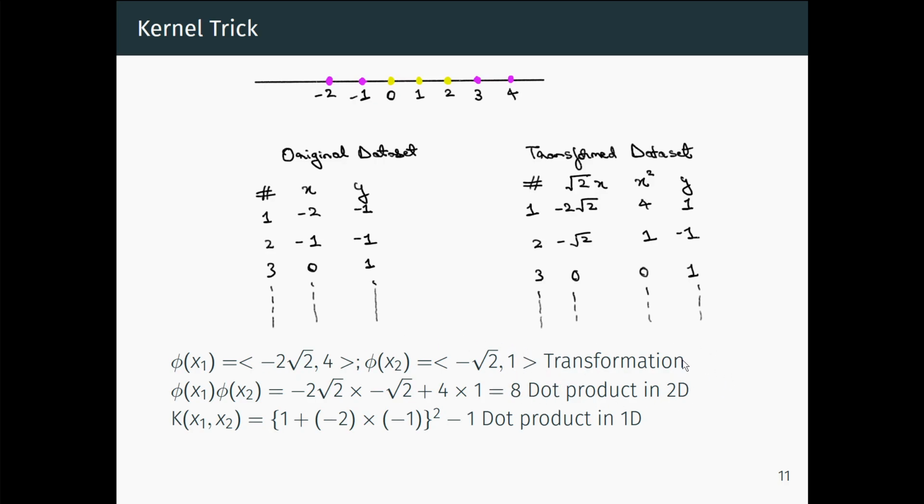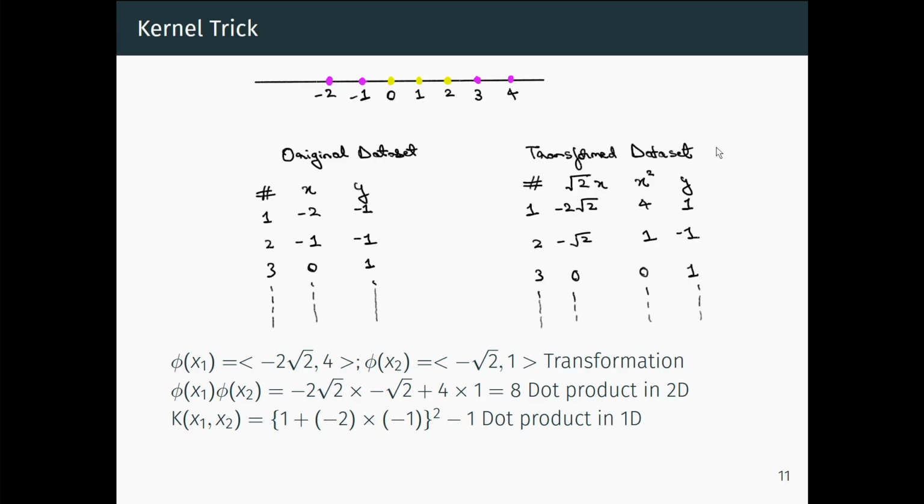So this is the dot product in 2D, but let's again do some calculations as to the number of computations required. So first we took this -2 and transformed this to root 2x, so that's one multiplication required. Then x was transformed to x squared. Again, a squaring required, another arithmetic operation. You do this for the second example also. So in total you have used up 4 such trivial arithmetic operations, and then you do the dot product. So the dot product would require minus 2 root 2 into minus root 2. So that's your fifth arithmetic operation. 4 into 1, that's the sixth arithmetic operation, and the sum of these, which is your seventh arithmetic operation. Right, so in total you have used 7 arithmetic operations, and this is just increasing the dimension by 1.